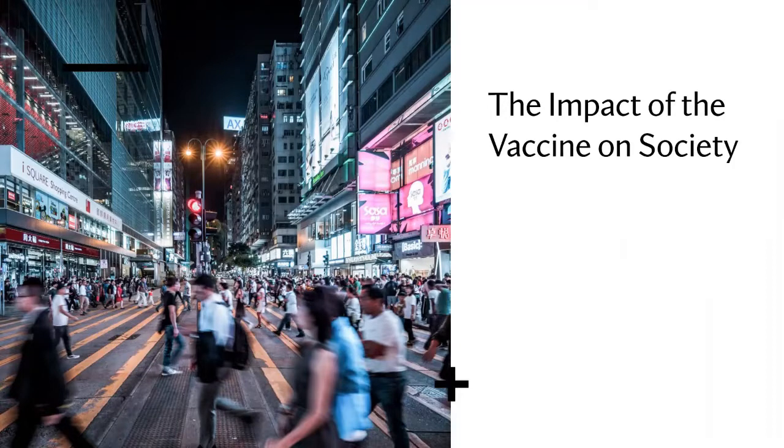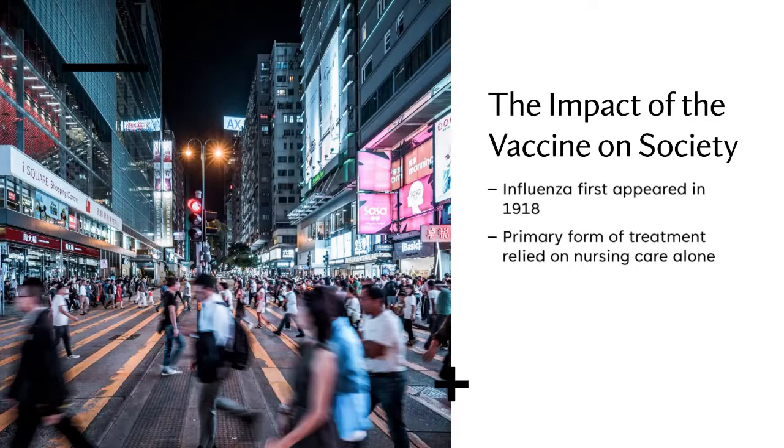What is the impact of the influenza vaccine on society? The virus first appeared in the spring of 1918. It started as a mild form, and by the end of the year, it had mutated into the deadly disease we know of today as H1N1. During this time in history, healthcare workers could not rely on the modern medicine we have access to today to treat sick patients. So the primary form of treatment relied on nursing care alone.